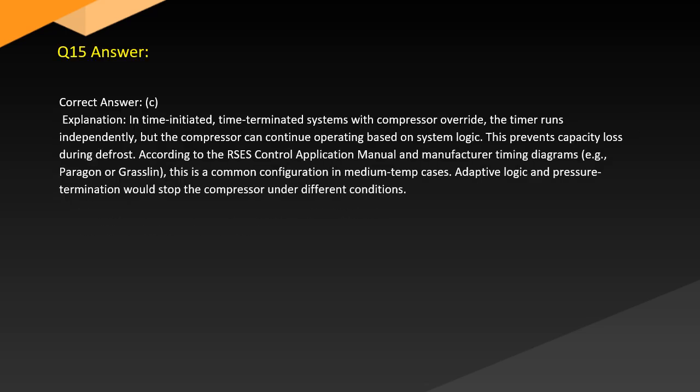Answer. Correct answer, C. Explanation. In time-initiated, time-terminated systems with compressor override, the timer runs independently, but the compressor can continue operating based on system logic. This prevents capacity loss during defrost, according to the RSES control application manual and manufacturer timing diagrams, e.g. Paragon or Grasslin. This is a common configuration in medium temp cases. Adaptive logic and pressure termination would stop the compressor under different conditions.